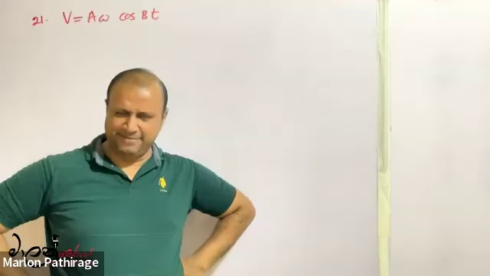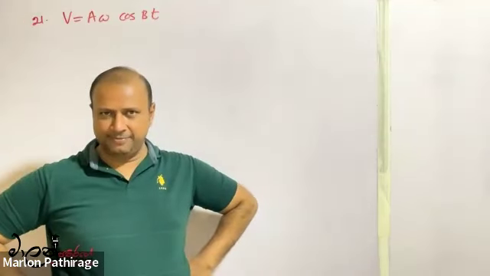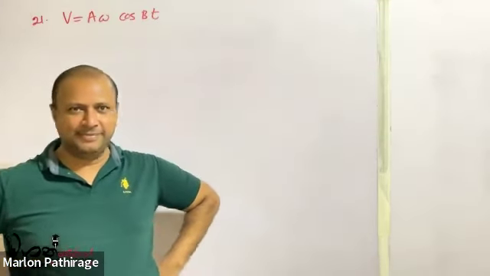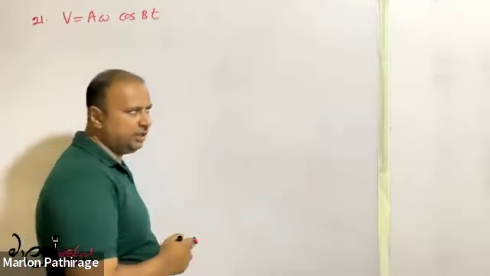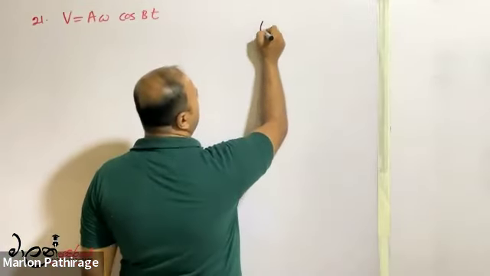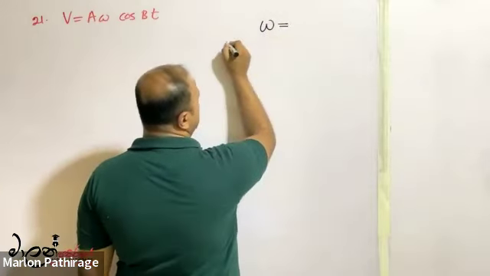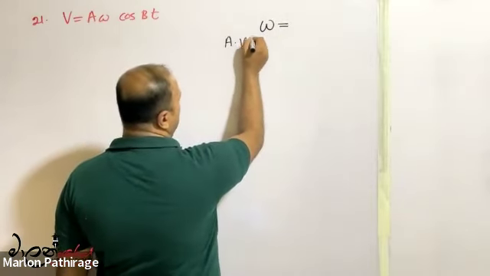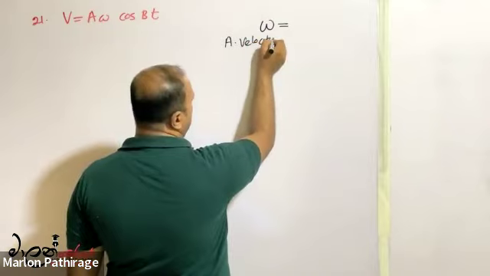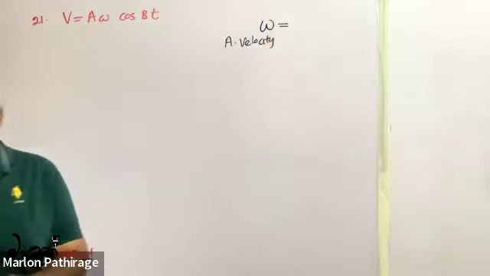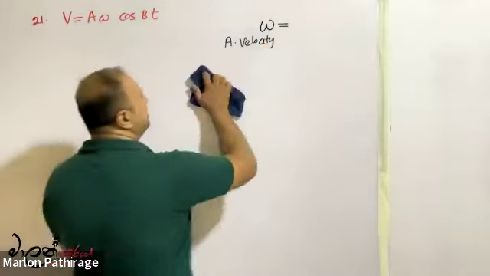What is the dimension of omega? Angular velocity. Angular velocity means it is something like this.